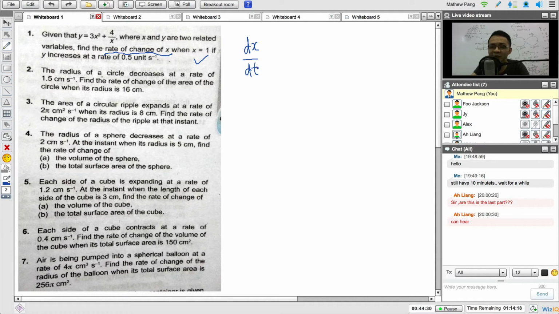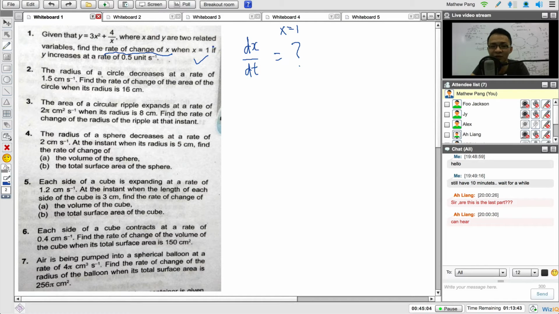Some students ask me a question: is dt always at the bottom? Yes, most of the time dt is always at the bottom, because it's the rate of change of x, so of course it's dx dt. Impossible you write dt dx. Because for rate of change of x, you can memorize that dt is always at the bottom. Alright, then he asks you to find this one, so we do not have this one. Okay, when x equals 1, so he gives you some information later, x equals 1, he asks you to find what is dx dt.